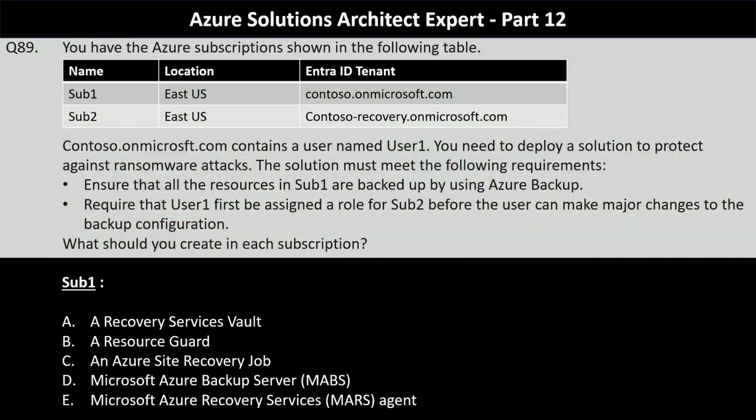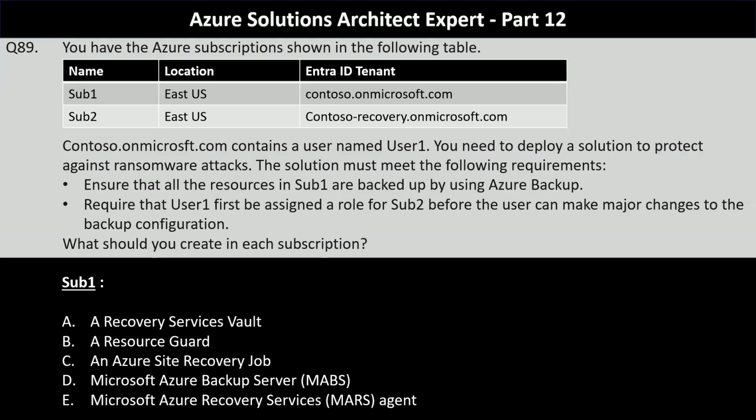You have the Azure subscriptions shown in the following table. Basically, you have 2 subscriptions with the names Sub 1 and Sub 2. Both of these are in the East US location, and the Entra ID tenant associated with Sub 1 is contoso.onmicrosoft.com, and the Entra ID tenant associated with Sub 2 is contoso-recovery.onmicrosoft.com. Now, contoso.onmicrosoft.com contains a user named user1.